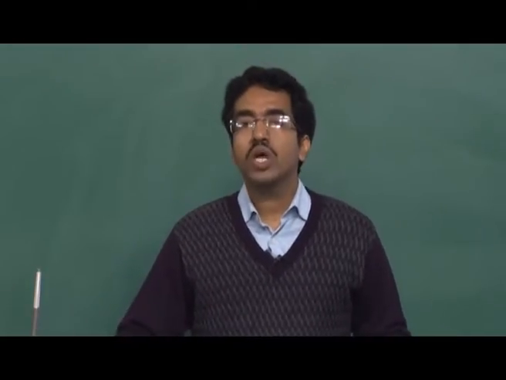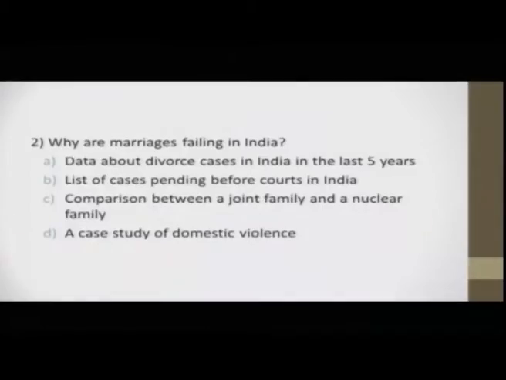Let us look at one more example. The question here is, why are marriages failing in India? So, if this is the question and you have to write a longish essay, a write up, what would you include under this? The options are A, data about divorce cases in India in the last 5 years; B, a list of cases pending before courts in India; C, a comparison between a joint family and a nuclear family; D, a case study of domestic violence.